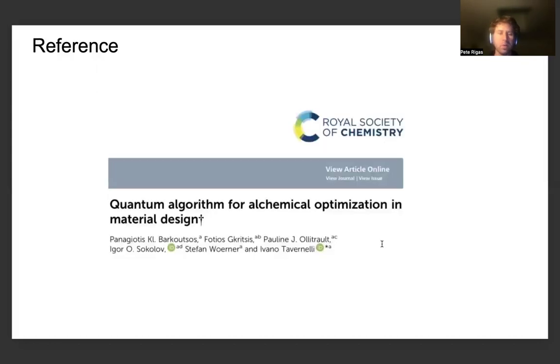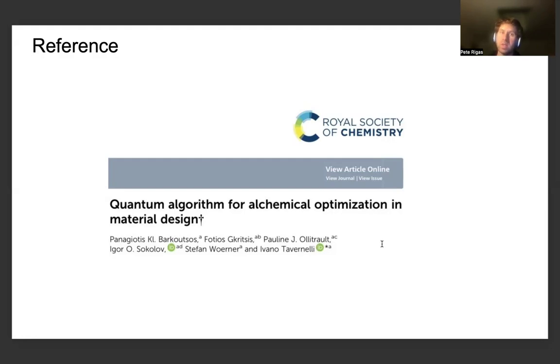So the reference that we're going to be talking about is Quantum Algorithm for Alchemical Optimization and Material Design by these authors. And it's a really interesting paper because it provides some types of definitions for many types of objects which are used in statistical mechanics. However, it's drawing a different type of attention towards the construction of the Hamiltonian in several different terms which are coming into play and competing with one another for determining characteristics of the alchemical Hamiltonian, which we'll introduce.